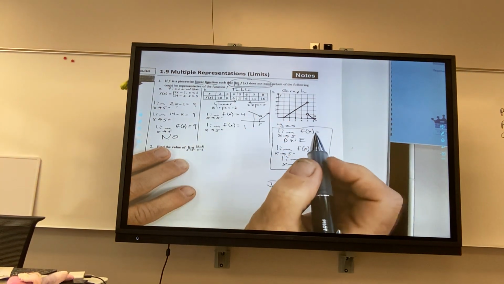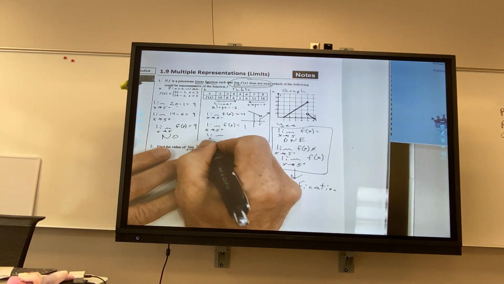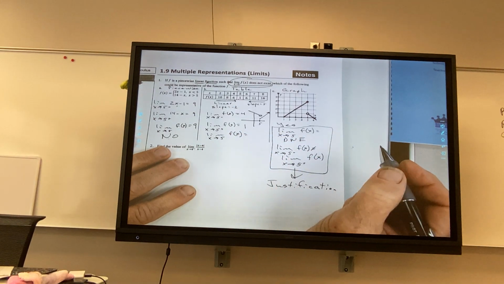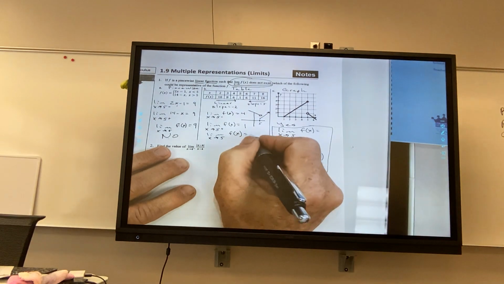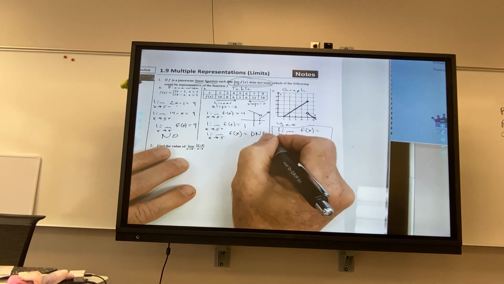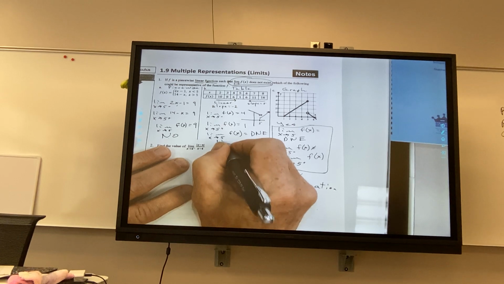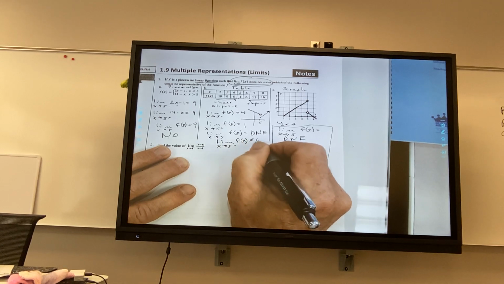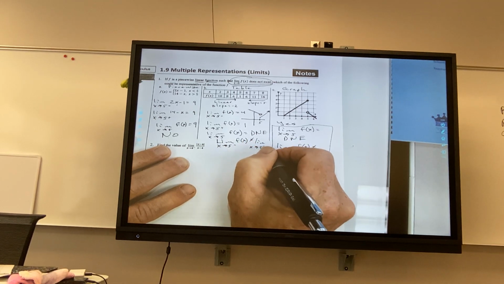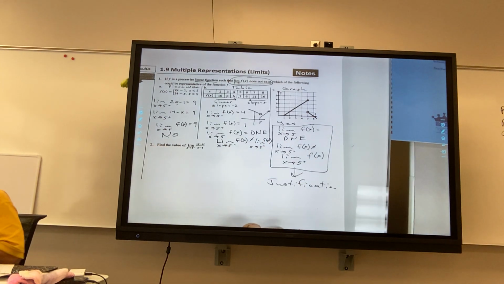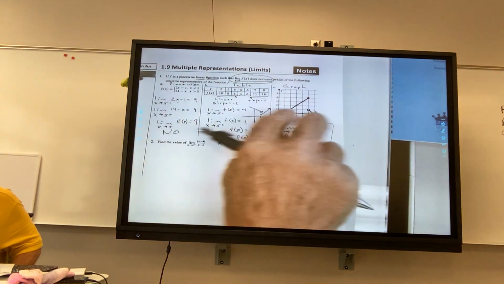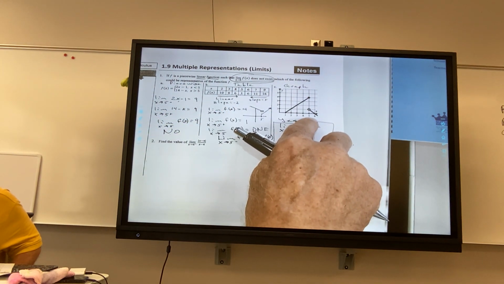So the question is, the limit as x approaches 5 of f of x, what would your answer be? D and E, because they're two different numbers. My justification would be the limit as x approaches 5 from the left of f of x does not equal the limit as x approaches 5 from the right of f of x. Any questions on those three? I think I understand it.